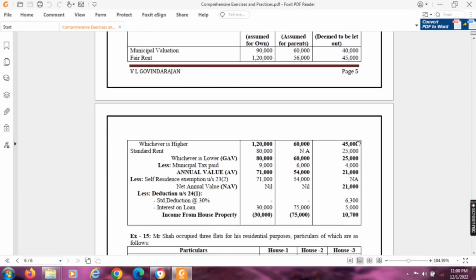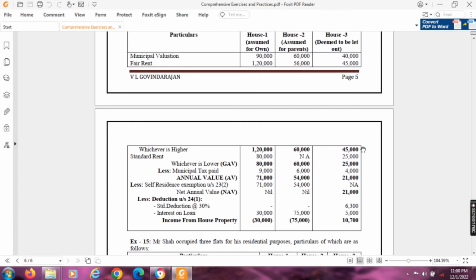We see the gross annual value for the first house is 80,000. So the first house is granted for the assessee for his own. The second greatest gross annual value is 60,000. This 60,000 is assumed for the parents. And the third one is 25,000, a very low gross annual value. This property is treated as deemed to be let out property.